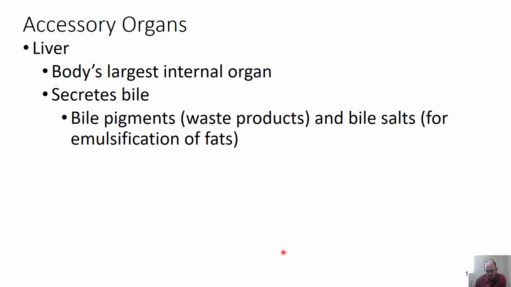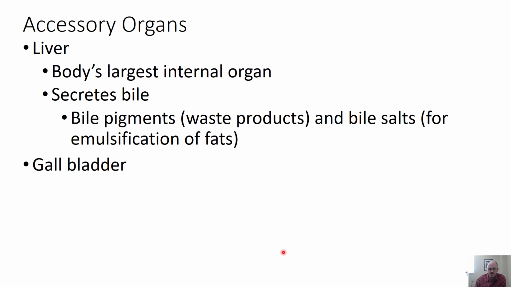And bile salts are an emulsifier. If you are any kind of chef or cook, you might know about emulsification. This is when you add something to fats so they will mix with water. So they have a polar end and a non-polar end. So the non-polar end can stick to the fat, the polar end can stick to water. So this is how we can get fats to interact with water, with our blood, etc., so we can transport them around.